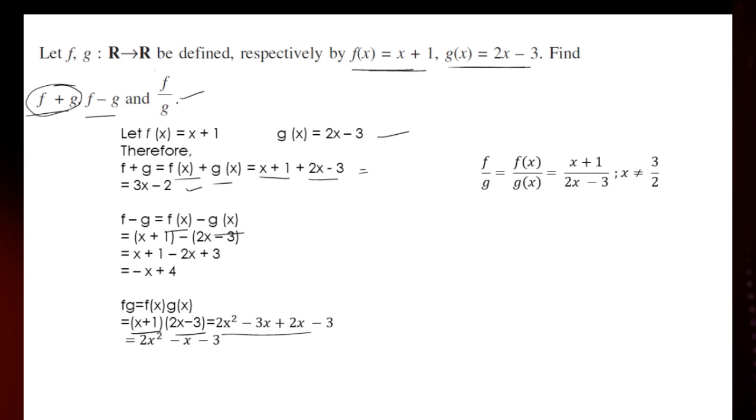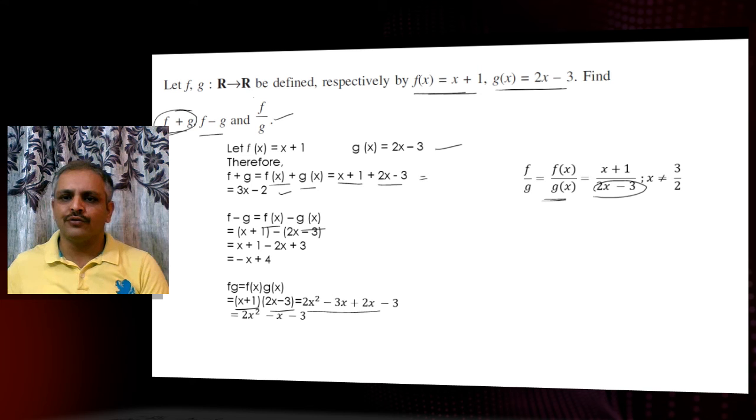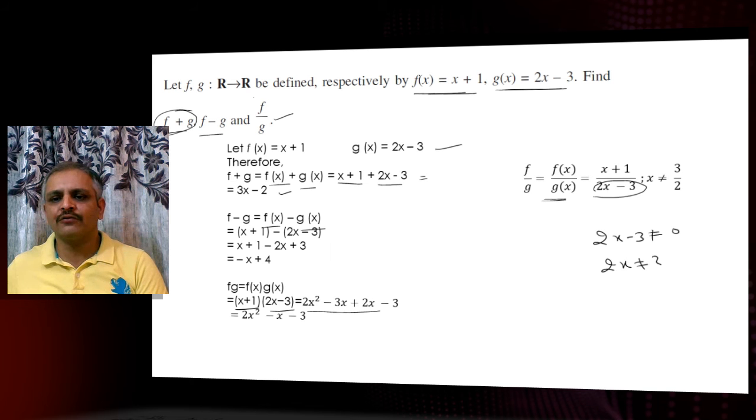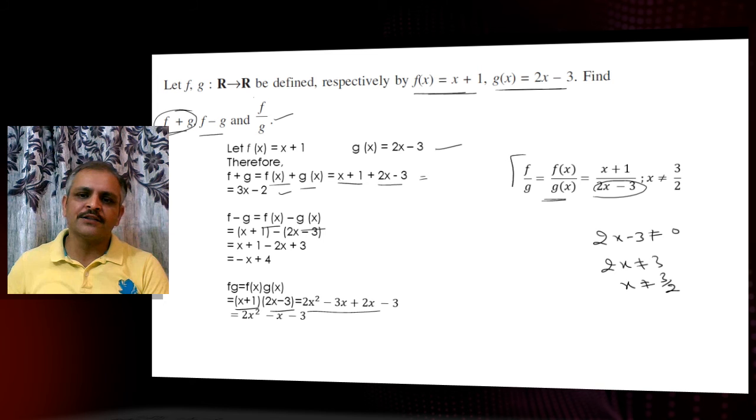Let's divide them, so f by g. As we discussed earlier, the denominator should not be equal to 0. That means 2x minus 3 should not be equal to 0, or you can say 2x should not be equal to 3, or x should not be equal to 3 by 2. Then only this division can take place. So x should not be equal to 3 by 2.